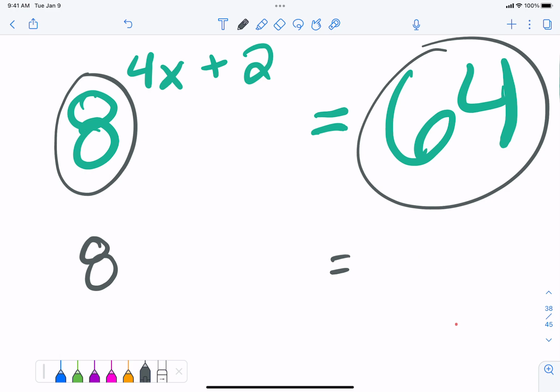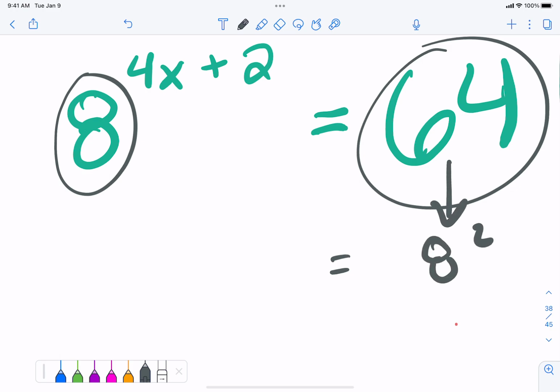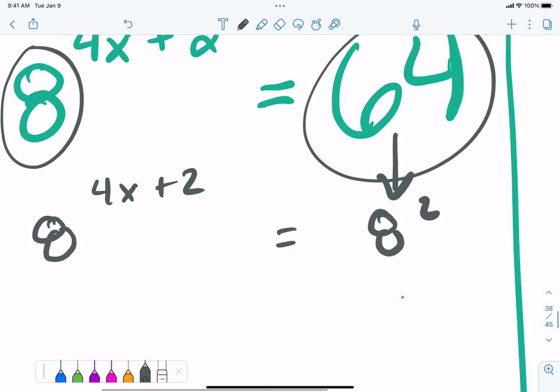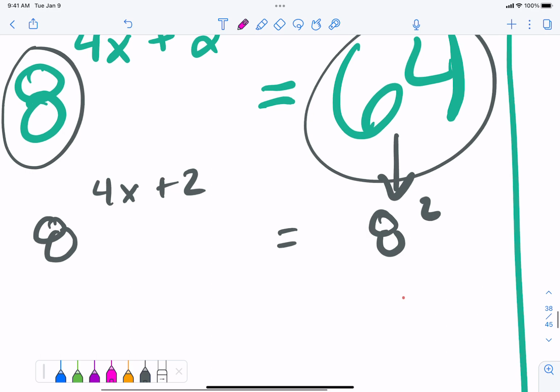They have to be the same number, right? So I have 8 over here, like this. The 8 squared needs to go over here. 64 is 8 squared, right? This stays 8 to the 4x plus 2, right? Okay, so the 64 is transforming into 8 squared. Got it? Then what happens?